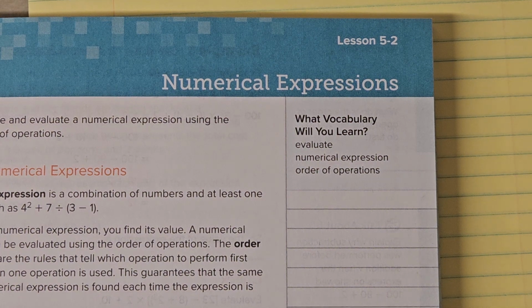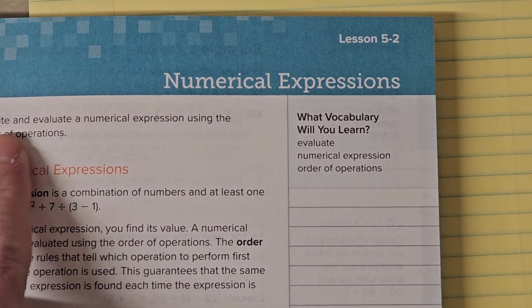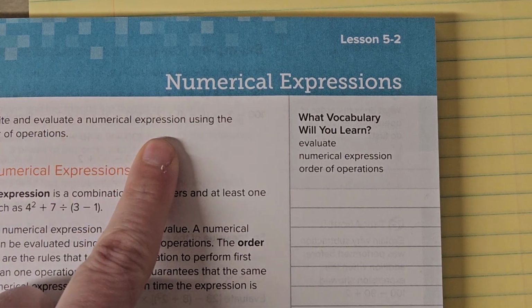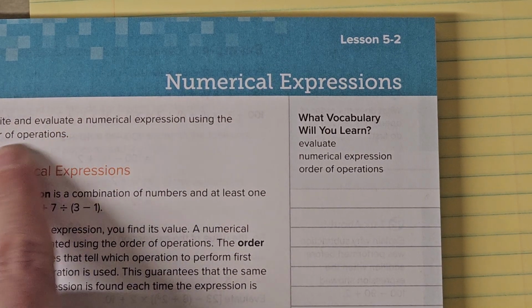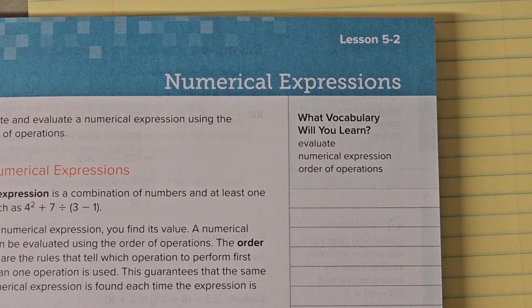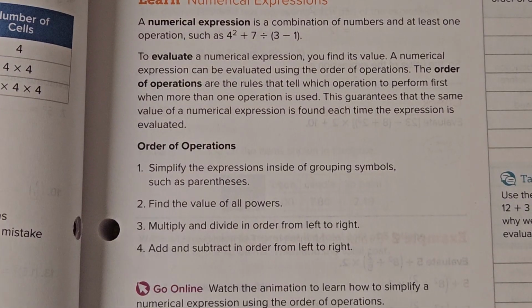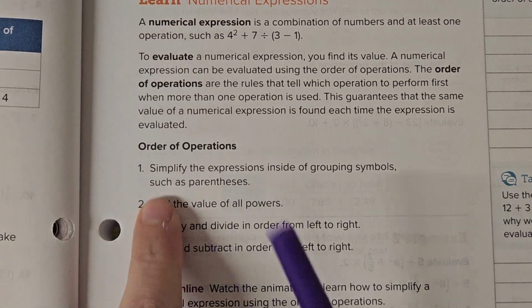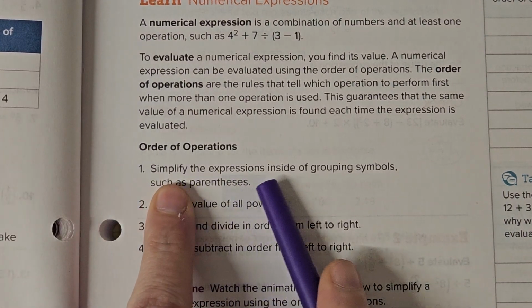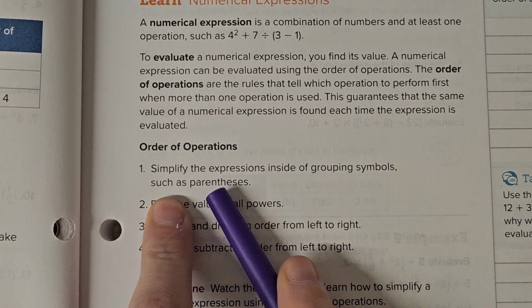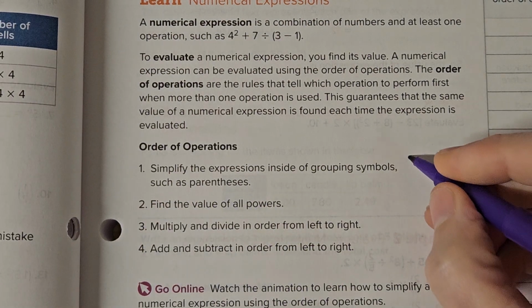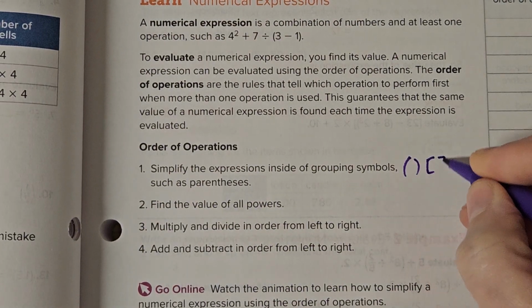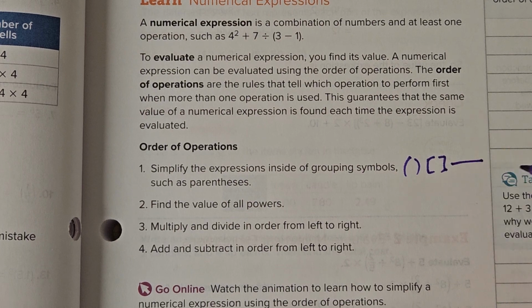Good morning, lesson 5-2. Today we're going to write and evaluate numerical expressions using order of operations. The order of operations changed just a little bit since you were in 5th grade, where we combine some things. So first we simplify the expressions inside a grouping symbol such as parentheses. Grouping symbols can be parentheses, brackets, or a division bar.